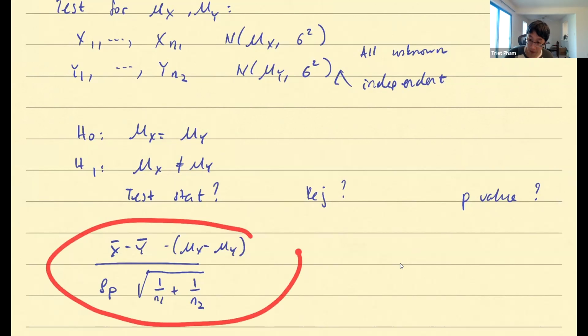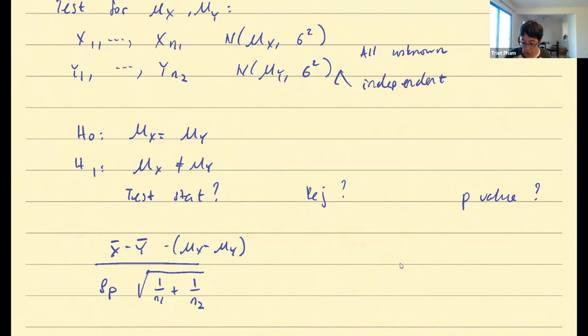You are absolutely right. This should be the one. But what happens to this term? This term vanishes under the null, right? This term vanished under the null. And that's exactly why I say that this is a simple hypothesis, in quotes. It is a simple hypothesis because under this hypothesis, that term vanished.